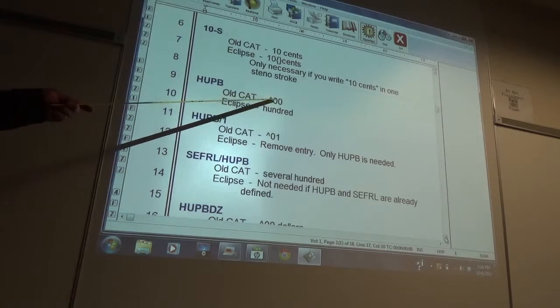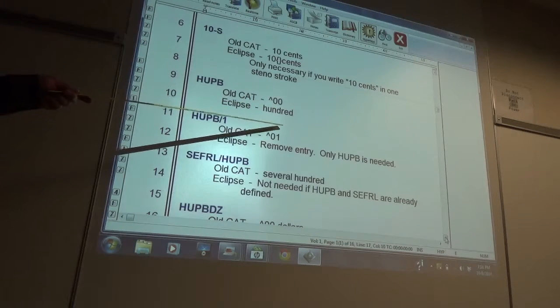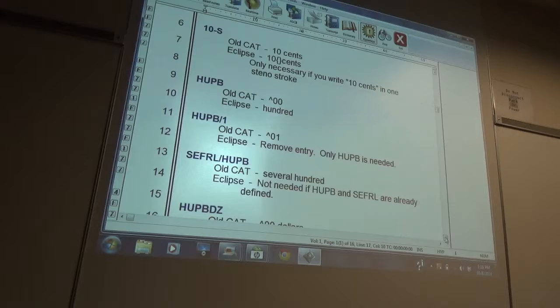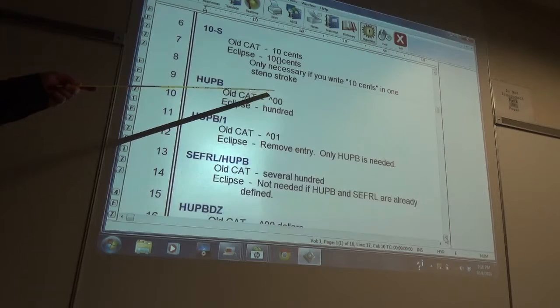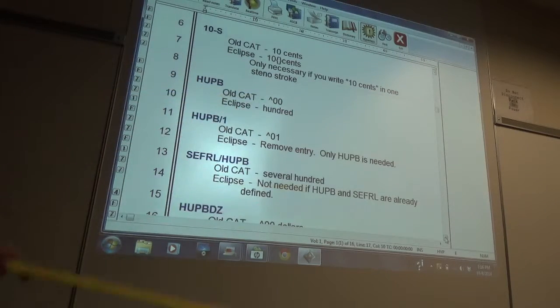You don't need to do the caret 00 like we used to do in the old day. Not needed. All you need to do is the 100. Just write it out, 100, and it already knows what to do. So if you have a number with it, then it's going to know to convert it to this. 700, it's already going to know 700. Okay?